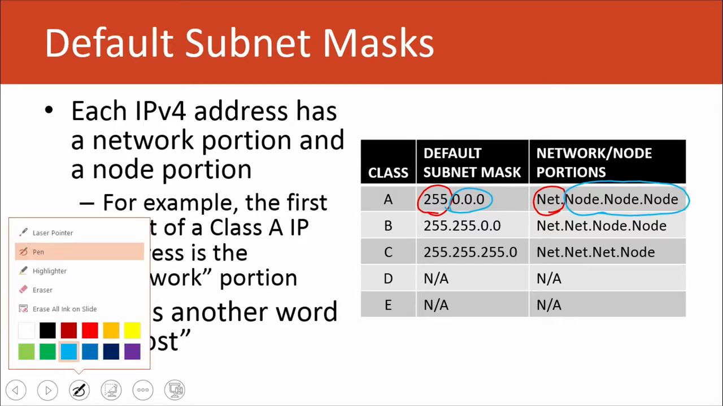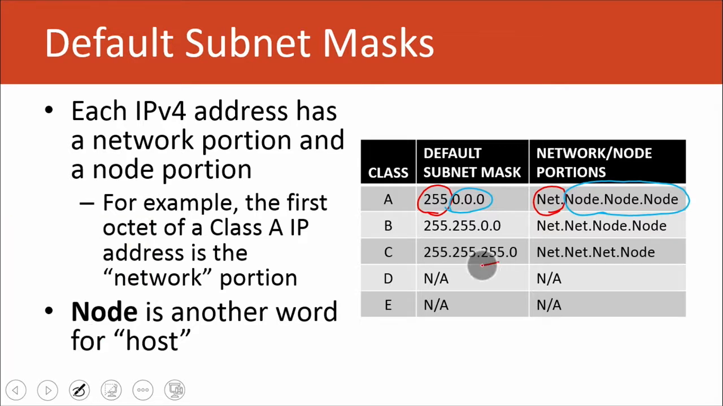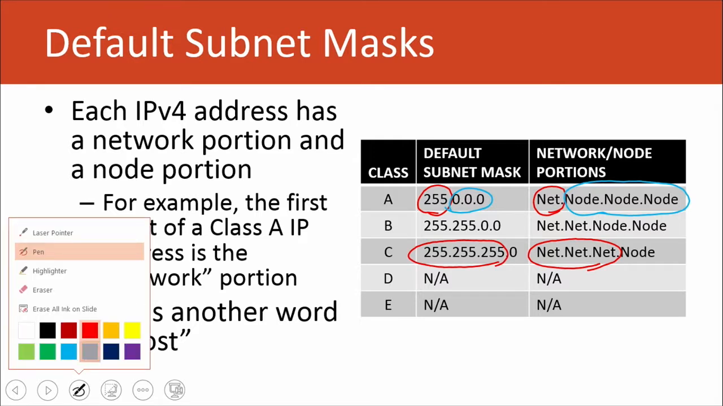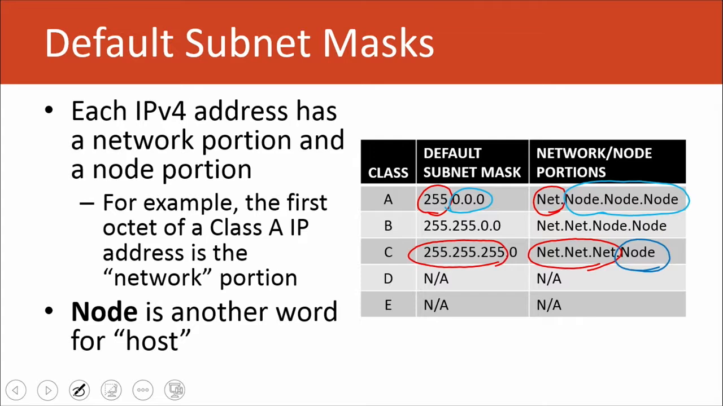Similarly, if we take a look over here at our subnet masks for Class C addresses, the first 3 portions are dedicated to the network. That information in an IPv4 address is used to identify which network a host or a node belongs to. And then that last portion is to specifically identify that unique device.